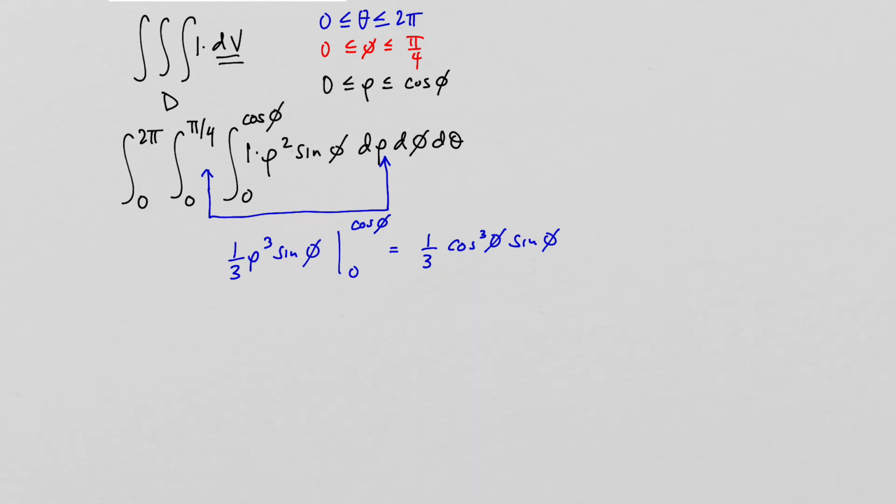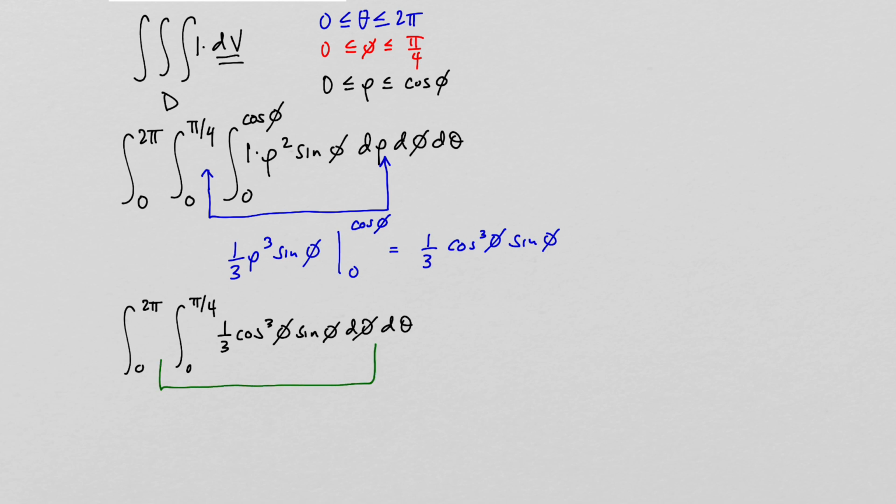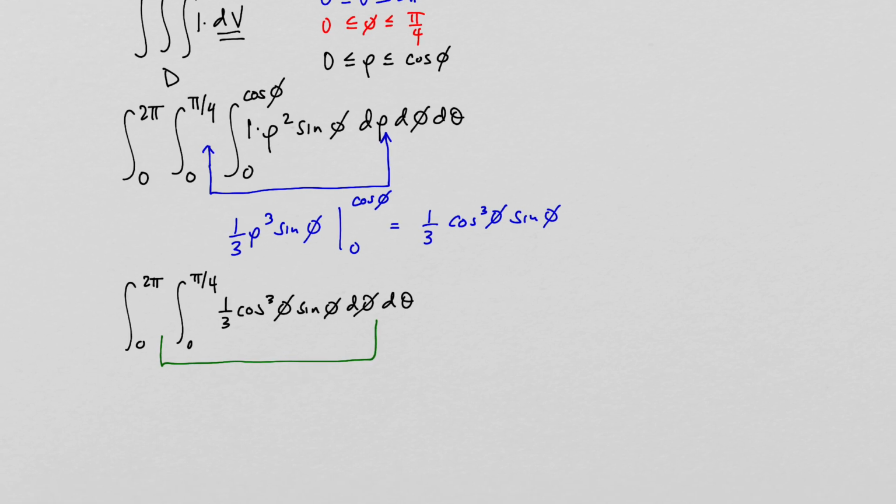Now the integral we have is the integral from 0 to 2 pi, the integral from 0 to pi over 4, and then we've got 1/3 cosine cubed of phi sine of phi d phi d theta. Again, I'm just focusing on this integral, and that one can use a u substitution. So let's pull that integral out real quick here and remind ourselves how to do trig integrals. This goes from 0 to pi over 4.